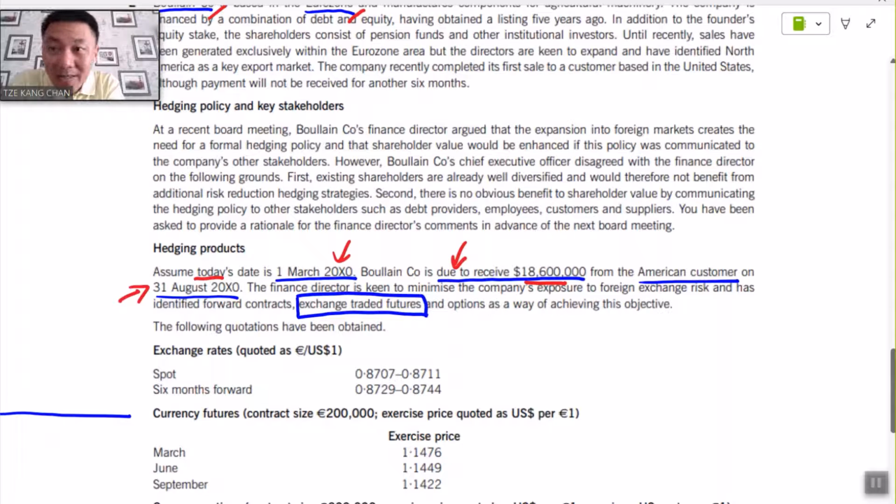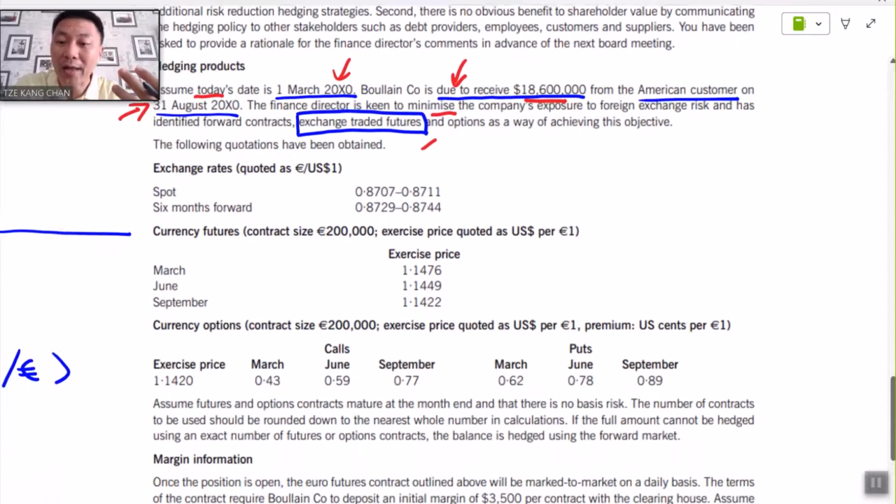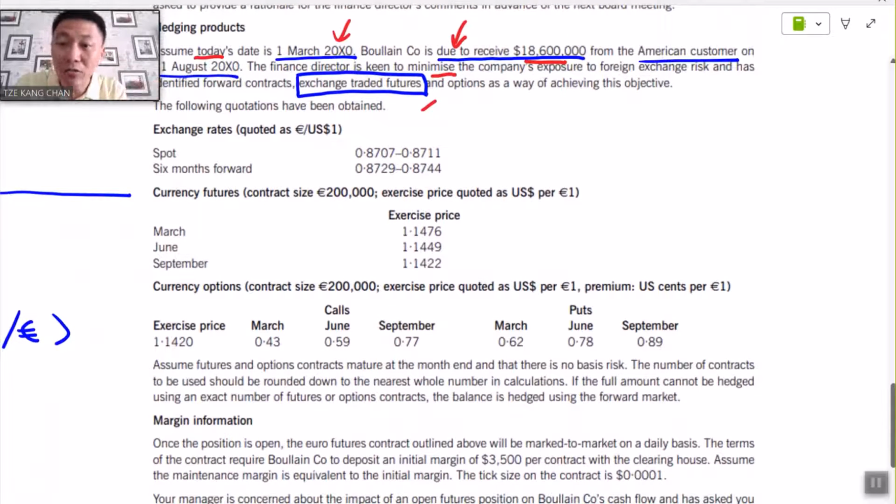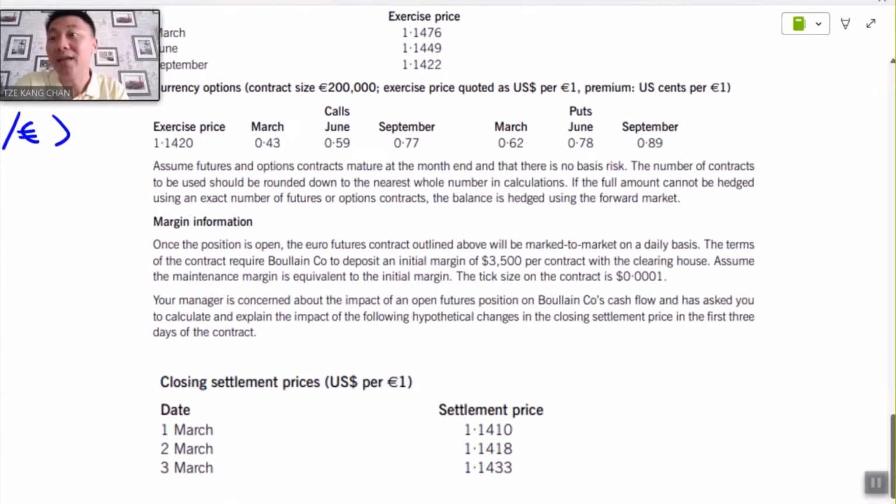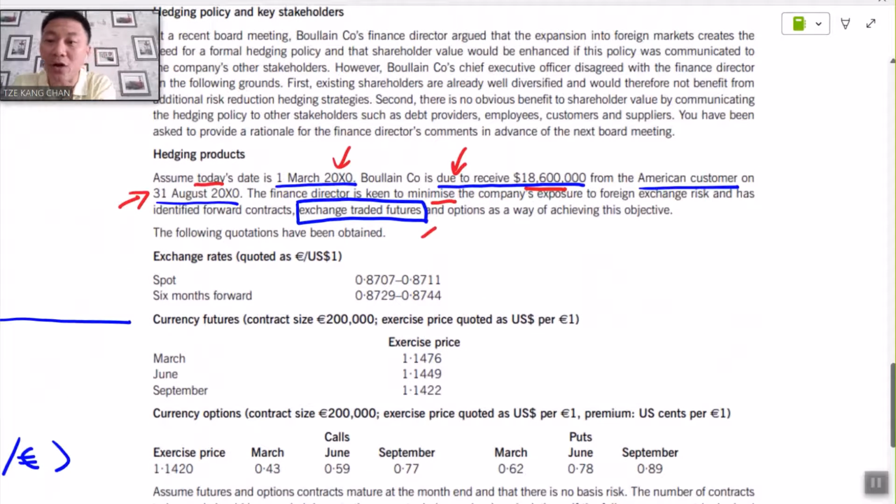That is what the director is concerned about, which is to minimize the exposure of the company by considering ranges of hedging instruments. Among all, exchange traded futures is one of them. Let's keep the focus onto these instruments. But guys, you are highly recommended to spend time to go through and attempt these questions in full to have a better understanding of how to deal with questions in managing foreign exchange risk. Let's get back to the information on the currency futures.